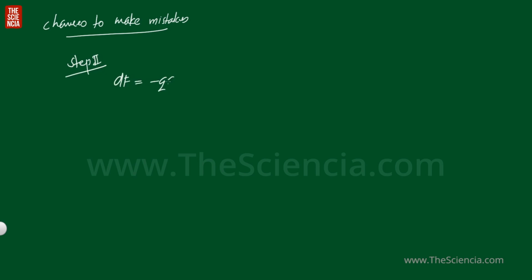In the above problem there is some chance to make a mistake. So what happens? You will land on a wrong answer. So I will tell you what is the chance for making a mistake. So in step 2, in the earlier problem, we got df is equal to minus q dp minus capital P dQ, right?